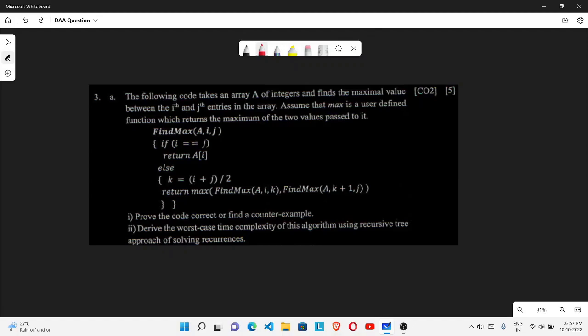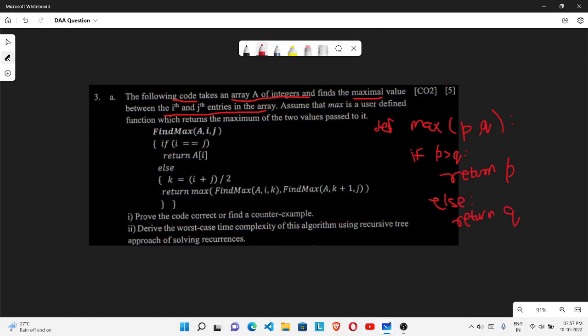In this question, they are asking us to consider an array A that returns a maximum value between the ith and jth index. And max is a user-defined function that returns the maximum of two values passed to it. So the max function will take two inputs, and if the first input is greater than the second, we'll return the first one. Otherwise, we'll just return the second one. So this is the max function. This is how it's defined.